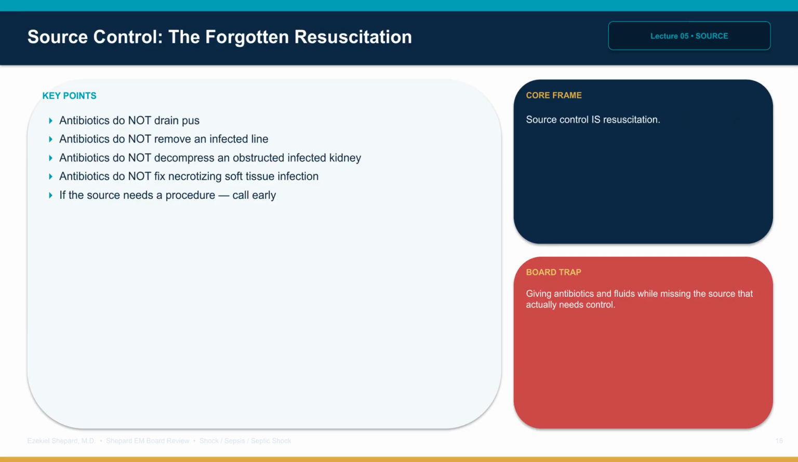Source control is resuscitation. Antibiotics do not drain pus. They do not remove an infected line. They do not decompress an obstructed infected kidney. They do not fix necrotizing soft tissue infection. If the source needs a procedure, call early. A common board trap is giving antibiotics and fluids while missing the source that actually needs control.